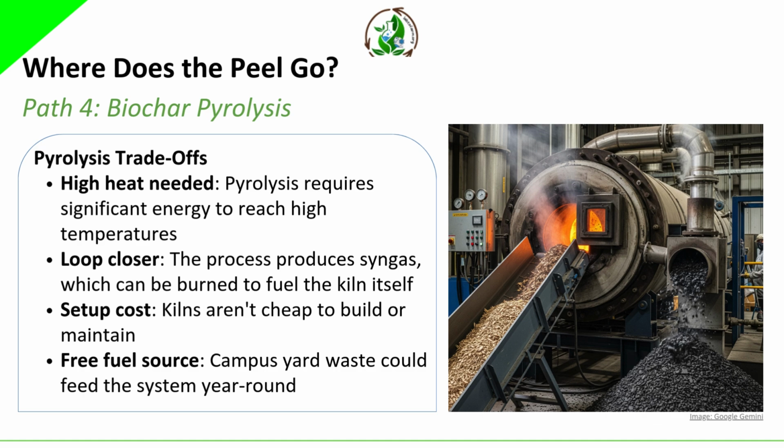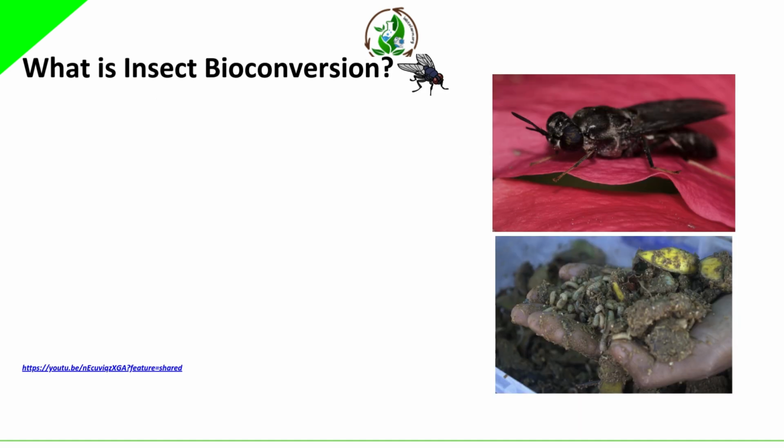This is where circular thinking comes in. Sometimes you need to invest energy and resources up front to get much larger climate and soil benefits in the long run. If you were a farmer, what would you take under consideration when deciding whether biochar was worth the investment? Our final pathway is insect bioconversion.